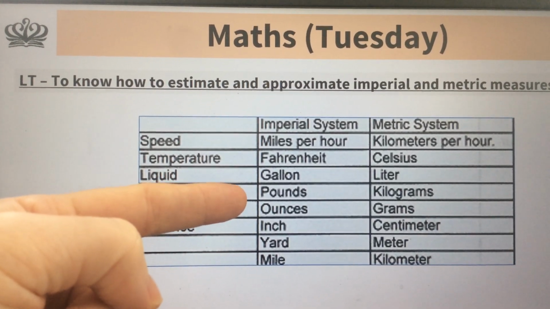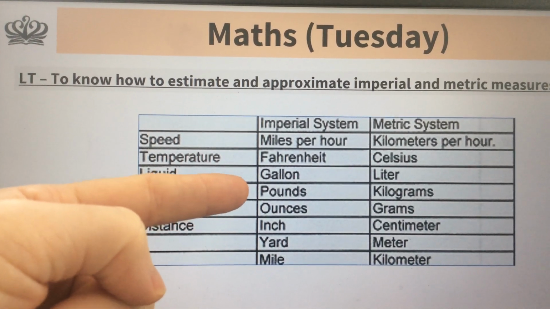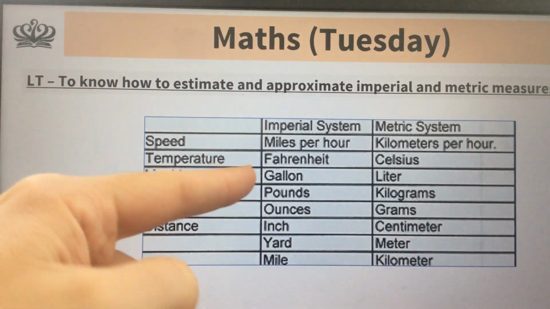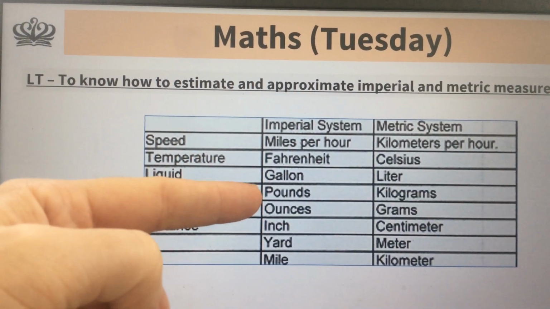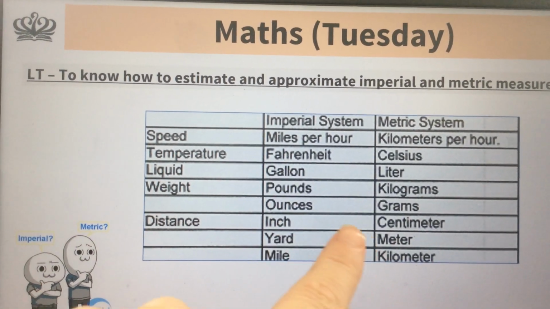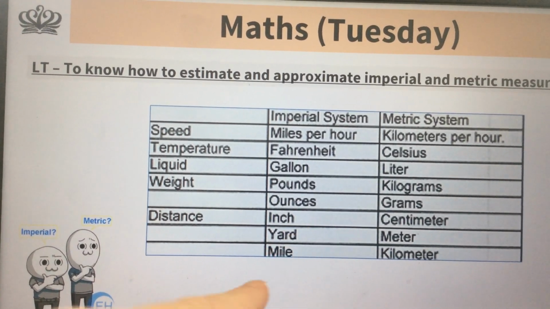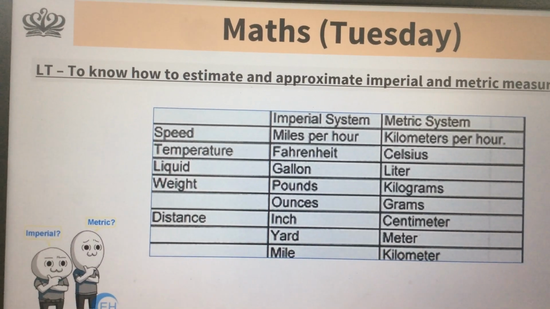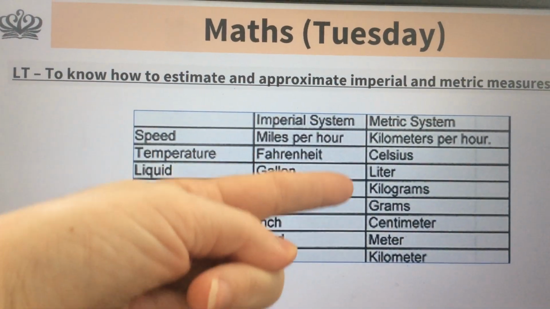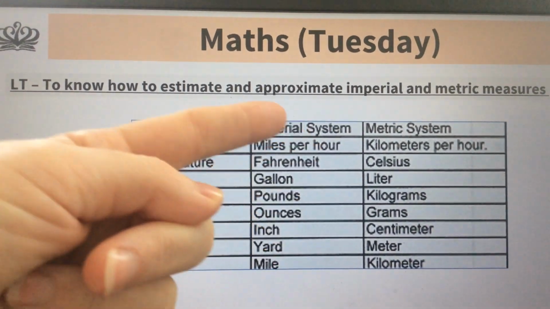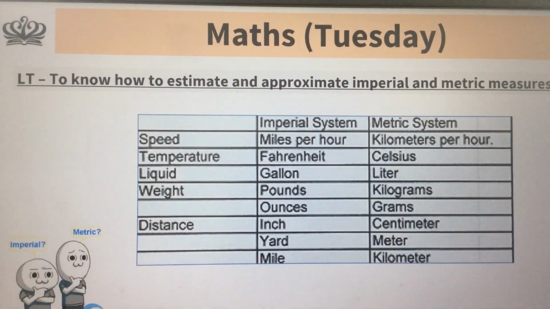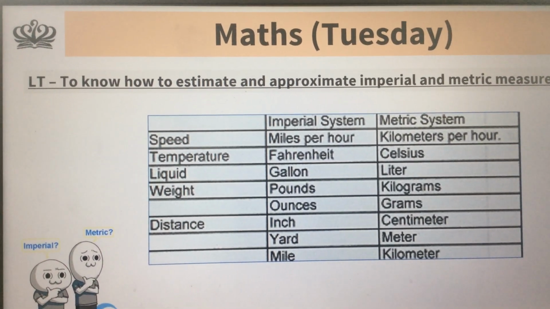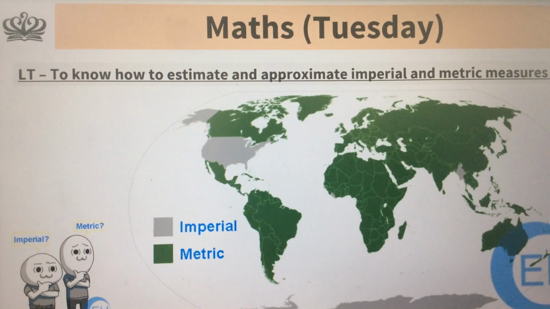You might have heard of someone saying, what's your weight in pounds and ounces? Maybe you've done some cooking and the instructions aren't in grams and kilograms, they're in pounds and ounces. Maybe you've seen measurements in inches and measurements in miles instead of kilometres. So even though we often use the metric system, that's the one that we use in school, you will hear and see use of the imperial system as well. So it's important that you can convert between the two. That's what we're going to do today.